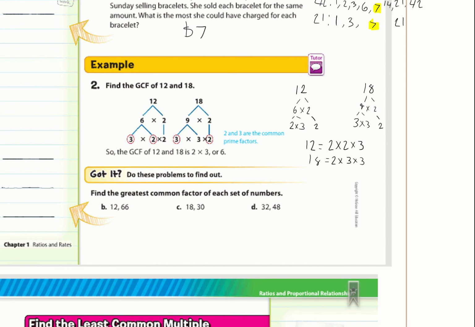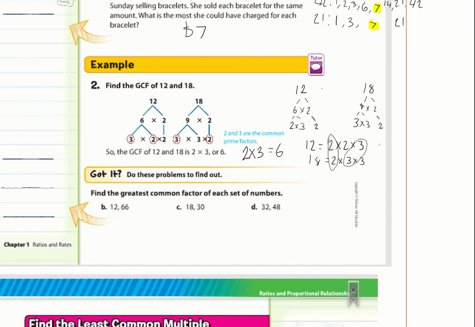Now what we need to decide is the common factors. So 2's are common, and 3's are common. So those are my common factors. So I'm going to write down my common factors over here to the left. So my 2 times my 3 were both common in 12 and 18. So 2 times 3 equals 6. So our greatest common factor between 12 and 18 is going to be 6.